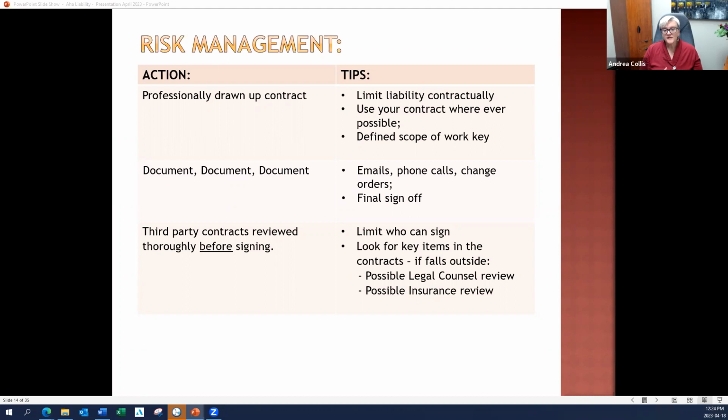Of course, all of this only applies if you can use your own contract. And the bigger the clients you deal with, the less likely you're going to be able to use your own contract.